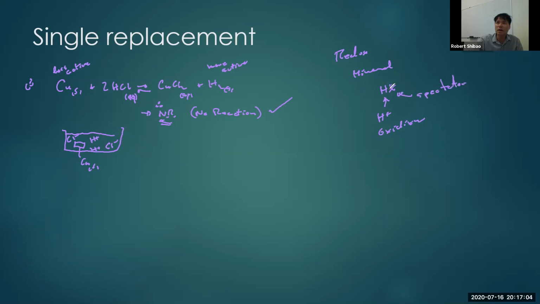H plus is a decent oxidizer. HCl can't oxidize copper, but it certainly can oxidize magnesium. It would have no problem eating up magnesium. Aluminum too. If aluminum was around, HCl would eat it up. You don't want your aluminum metal to come into contact with HCl because HCl will just eat it up and form aluminum chloride.